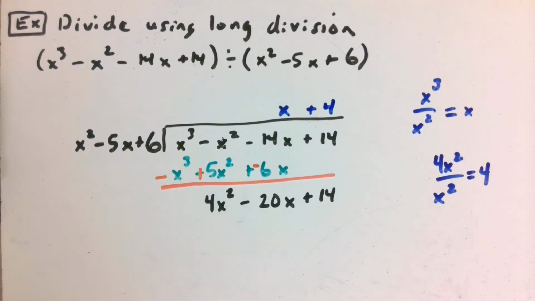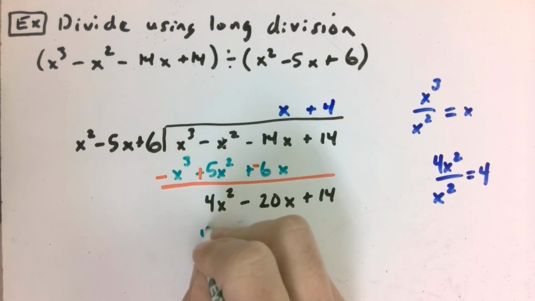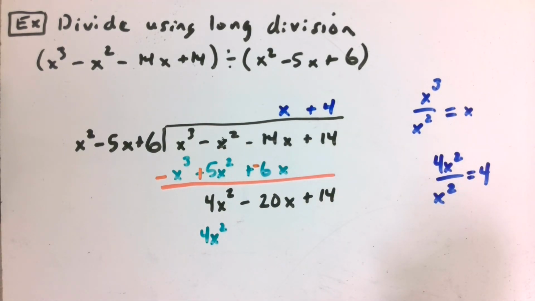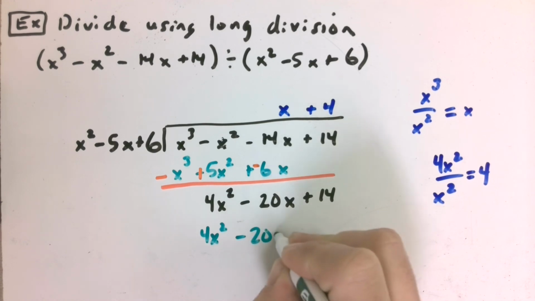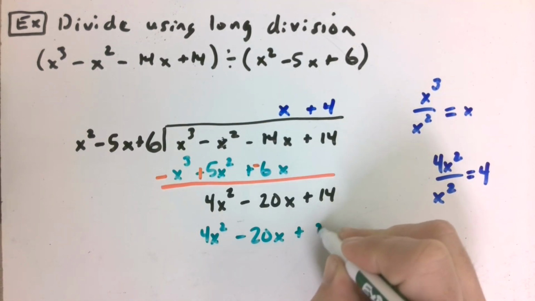Then using the distributive property, take that 4 and multiply by each of the terms in front. 4 times x squared is 4x squared. 4 times negative 5x is a negative 20x. And 4 times 6 is a positive 24.